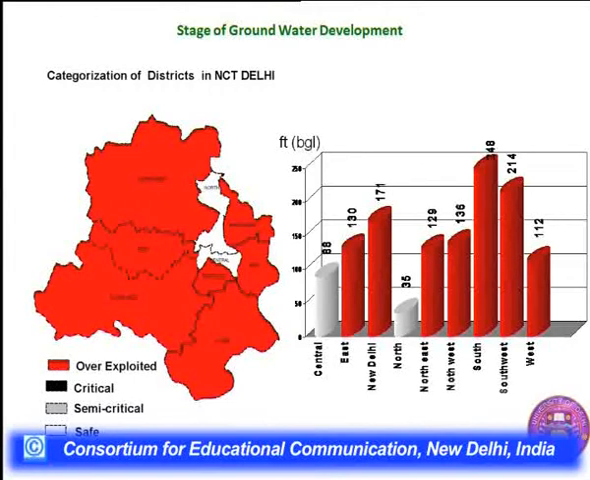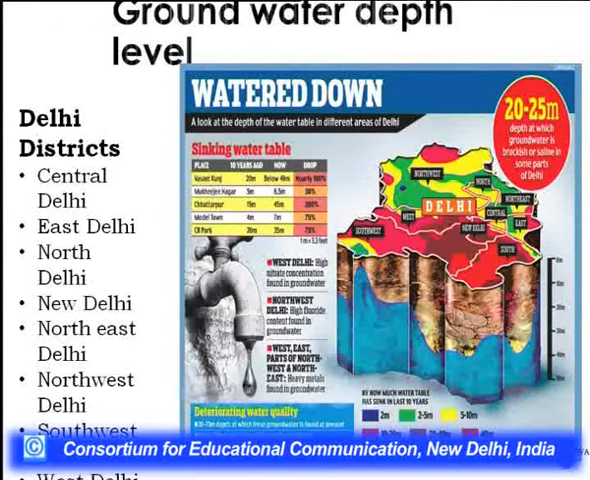If we go through the Central Groundwater Board resources data, if we think about the 9 districts of Delhi, almost all are over-exploited except 2 districts, north and central district. These 2 districts are really not having that type of pressure, whereas all the other districts are under the critical stage. So if you think about the groundwater depth level, it is going down and depleting very fast. And this is the reason we are having a huge problem of water shortage and scarcity.